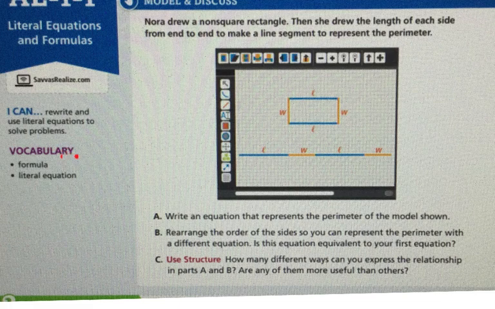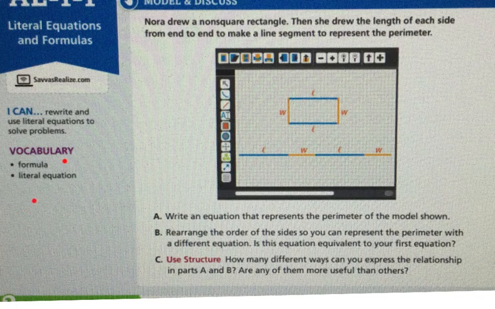Anyways, I can rewrite and use literal equations to solve problems. So a literal equation is just... So do we know what an equation is? An equation is a math statement that has an equal sign. A literal equation means we're going to have a lot of variables, more than one variable in that equation.